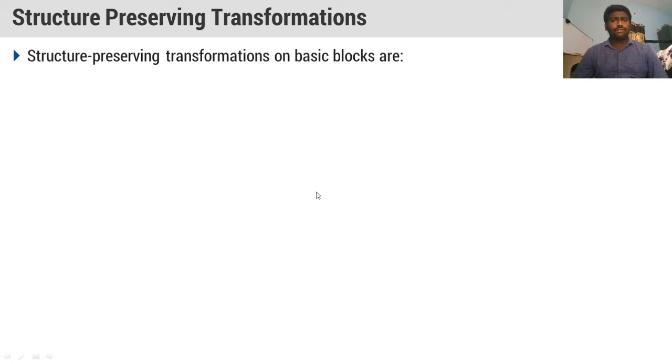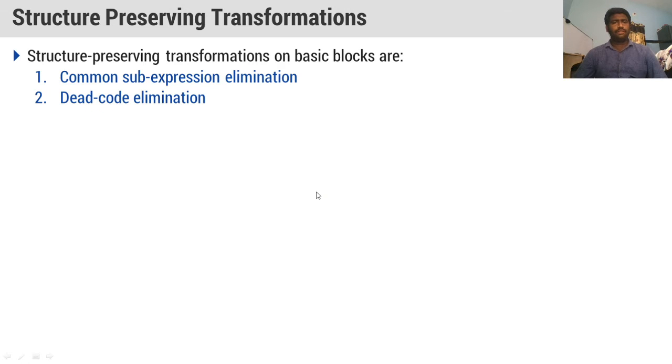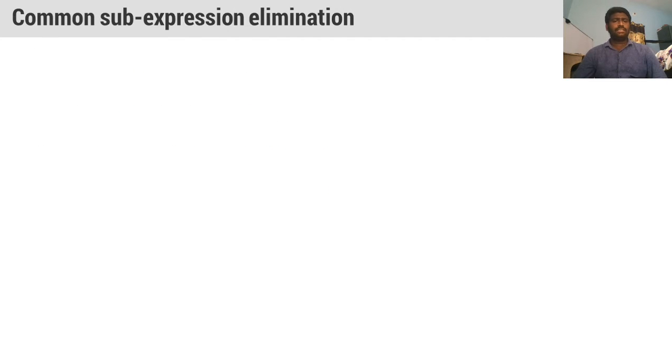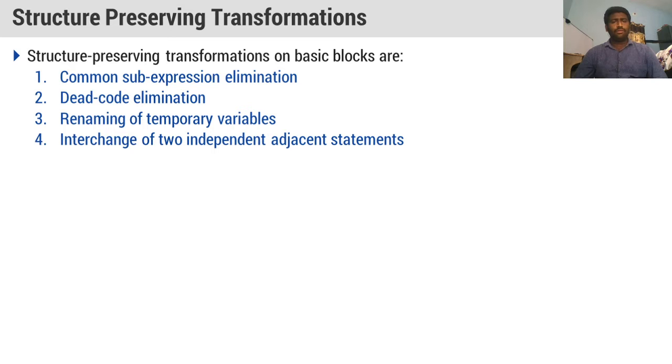Structure preserving transformations on basic blocks are: first, common sub-expression elimination; second, dead code elimination; third, renaming of temporary variables; fourth, interchange of two independent adjacent statements. All these four things come under the structure preserving transformations. Let us see common sub-expression elimination first.